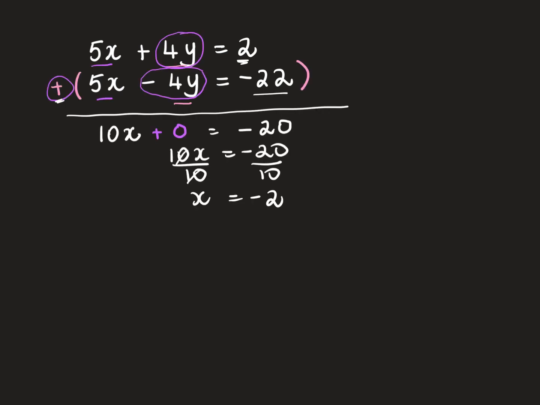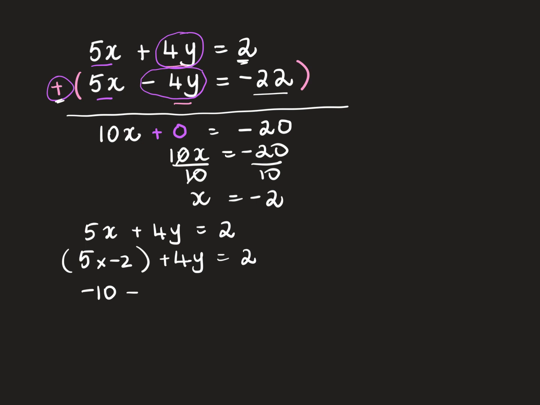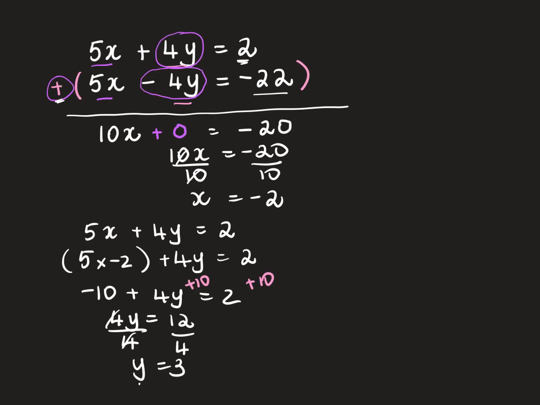But I haven't finished yet. I still have to find what y equals. I know that 5x plus 4y equals 2, and I know that x is -2. So that's going to make 5 lots of -2 plus 4y equals 2. -10 plus 4y equals 2. What do I do next? Add 10 to both sides to get rid of that -10. Then we're left with 4y equals 12, dividing by 4, and y is equal to 3. So my solution here is x equals -2 and y equals 3.